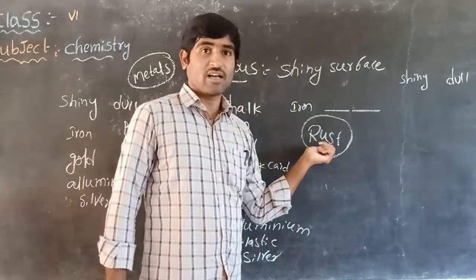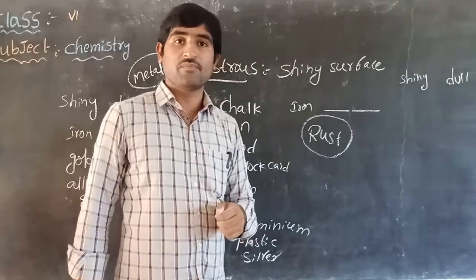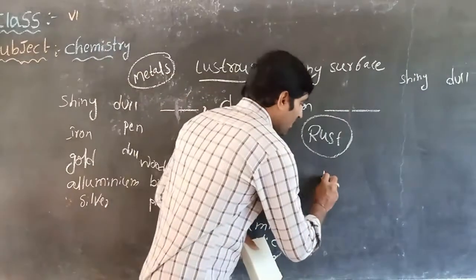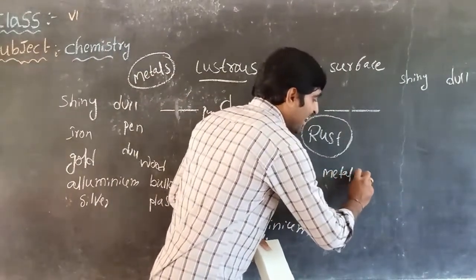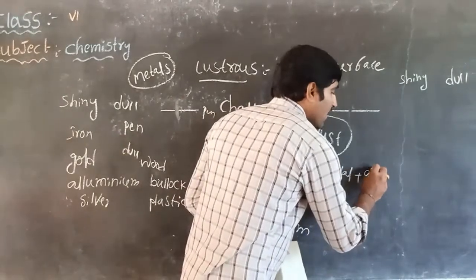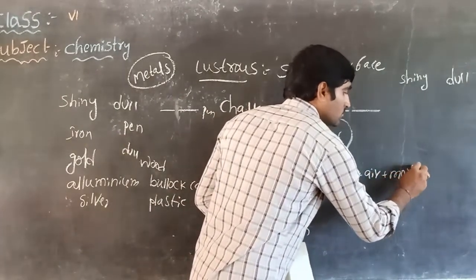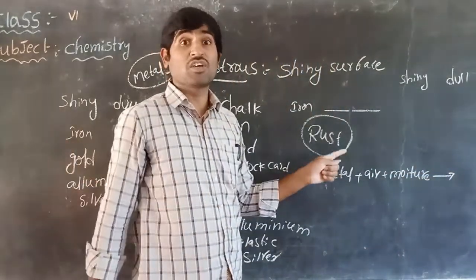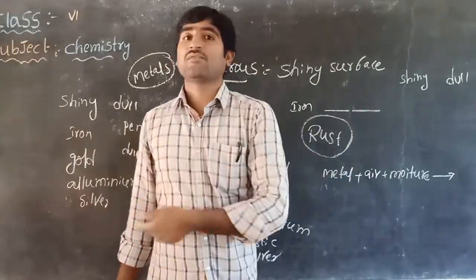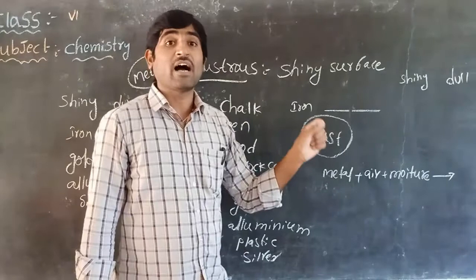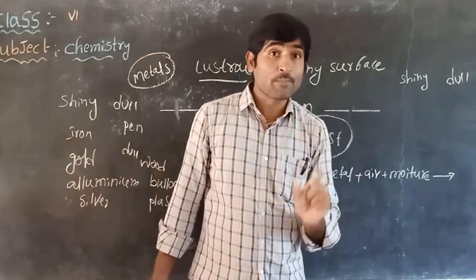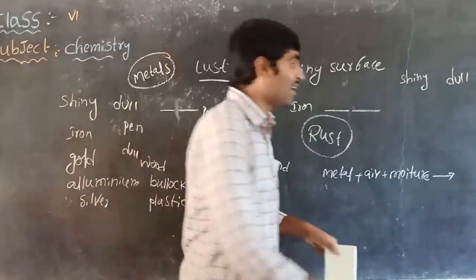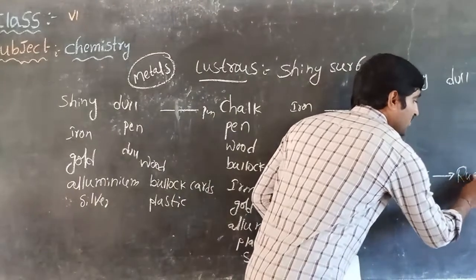How can metals get rust? Children, do you know how metals can get rust? What is the reason for metals getting rust? The reason is when the metal is exposed to air and moisture. Air and moisture are present in the atmosphere. When you keep your iron articles outside for one or two weeks, the surface of the iron is going to lose its shine. We observe a brown layer formed on the surface of the metal. The brown layer is called what? Rust.